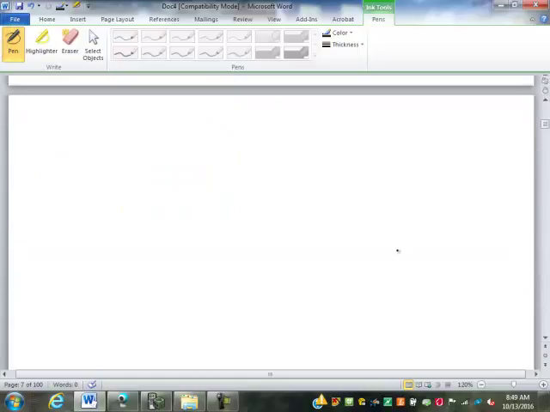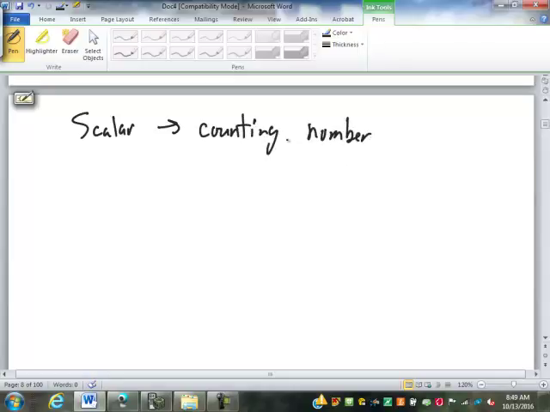For right now, we're not going to look at multiplying feet times pounds or anything like that, but we are going to look at multiplying a measurement by what's called a scalar. A scalar is just a counting number. So if I have 3 feet 9 inches, and let's say I'm going to need 6 pieces that size, I'm going to multiply it by 6 to get a total length that I'm going to need.